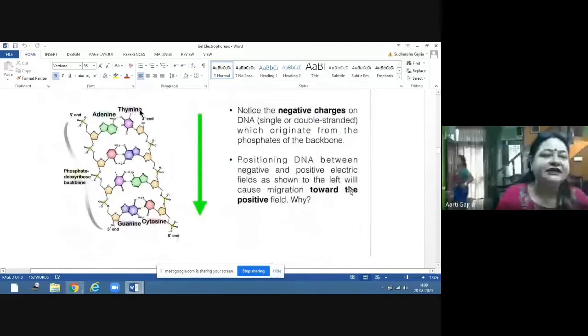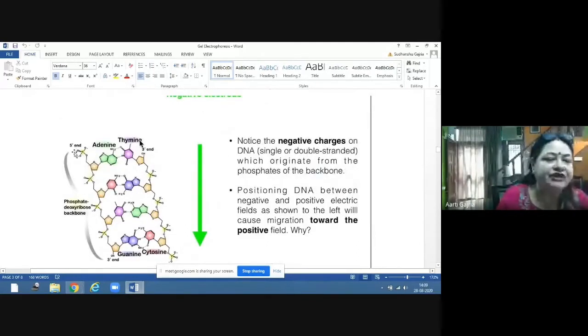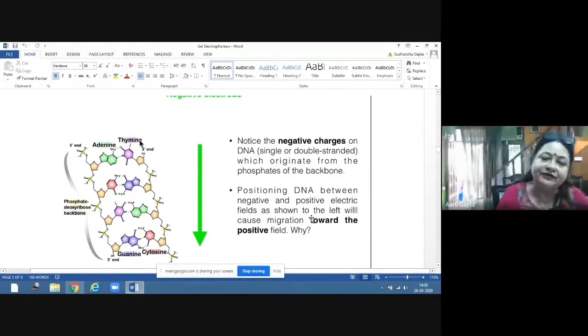Now just see this diagram. This is the phosphate, and the phosphate has a negative charge. The negative charges on DNA originate from the phosphate of the backbone. Positioning DNA between negative and positive electric fields, as shown on the left, will cause migration, and these fragments will move towards the anode.